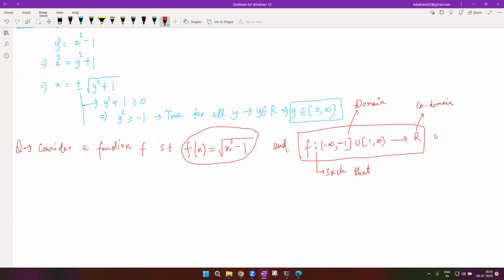And now they are asking you, find out. Sir, what is the meaning of the arrow here? R is real numbers. No, the arrow. Acha, the arrow is read as defined from, to. So f is a function defined from minus infinity to minus 1 union 1 to infinity.